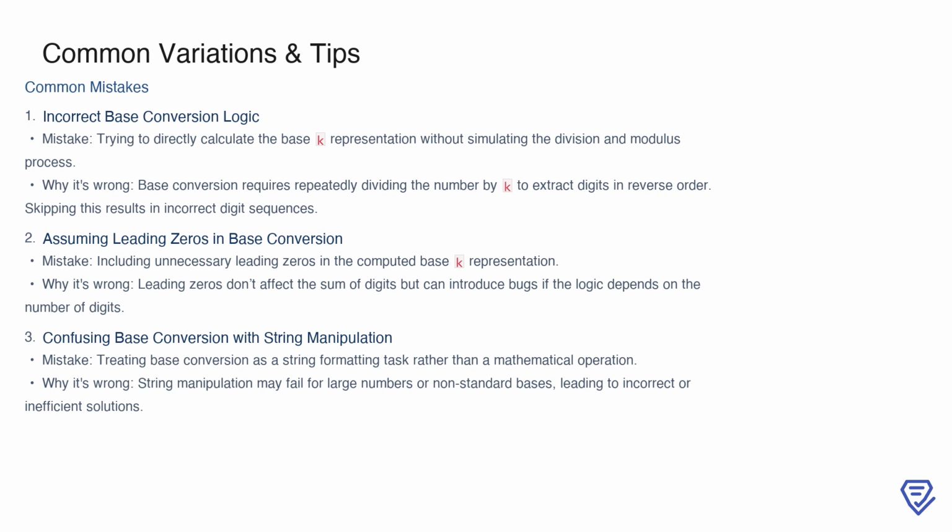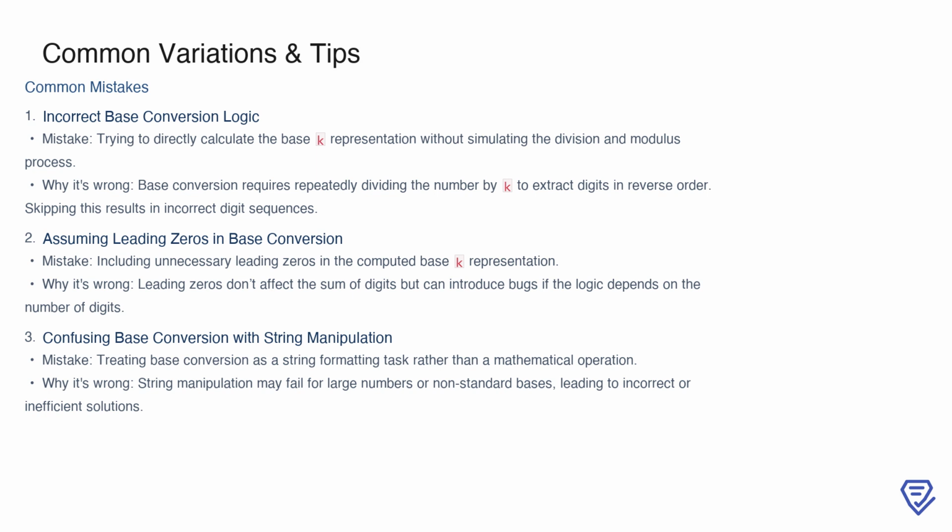One of the most common mistakes in this problem is misunderstanding how to convert a number into base k. Some may try to directly compute the base k representation without using the division and modulus approach. Remember, base conversion requires repeatedly dividing the number by k and collecting remainders, which represent the digits in reverse order. Skipping this process often leads to incorrect digit sequences.